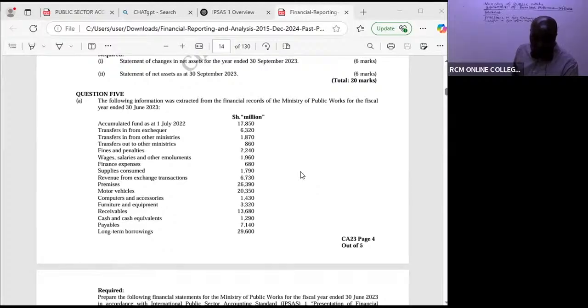Then we have fines and the penalties. This is our revenue. Fines and the penalties, 2240. After that, ladies and gentlemen, we have revenue from exchange transactions. Revenue from exchange transactions, we have 6730.